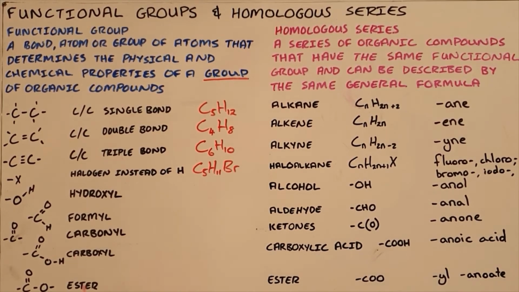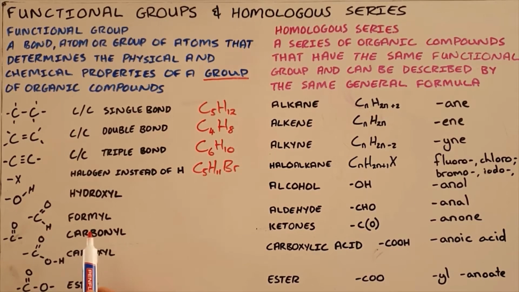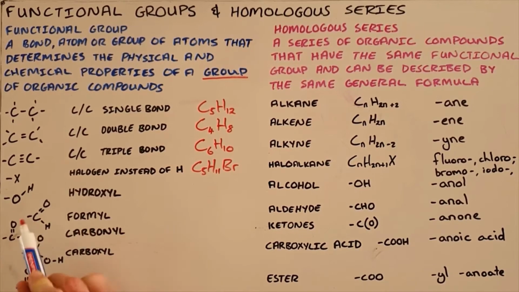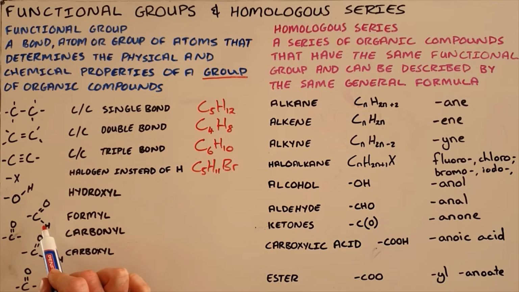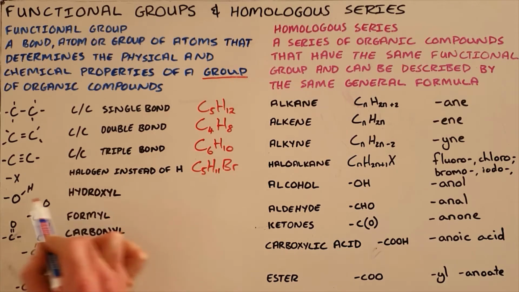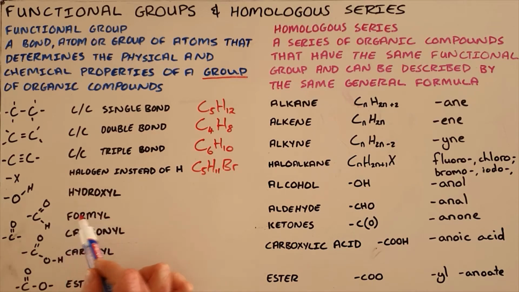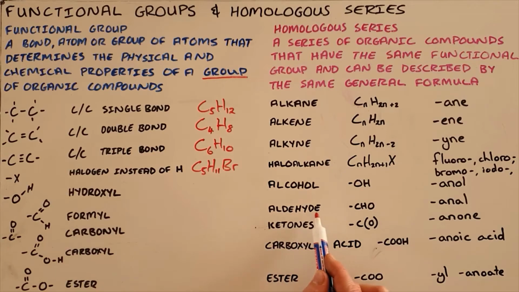Next, we have what is known as the formyl functional group, which is a carbon double bonded to an oxygen and single bonded to a hydrogen. And any compound that contains this formyl functional group would belong to the aldehyde homologous series and therefore get the suffix anal. It is represented as CHO in condensed structural formula.